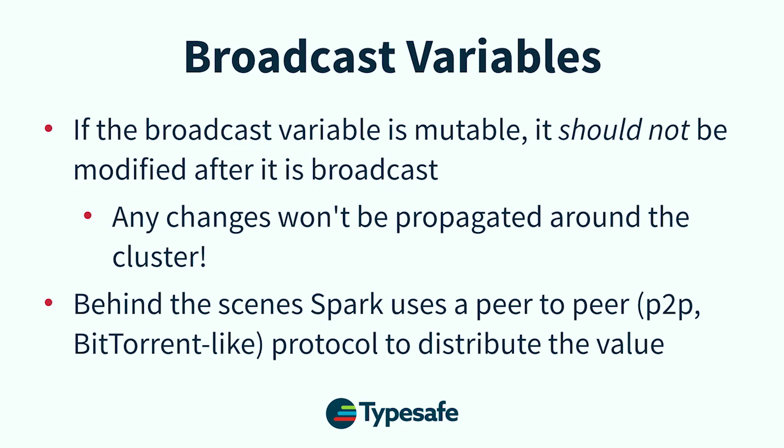If the broadcast variable is mutable, it should not be modified after it is broadcast, because any changes won't be propagated around the cluster. Behind the scenes, Spark is using a peer-to-peer protocol to distribute the value, much like BitTorrent would.